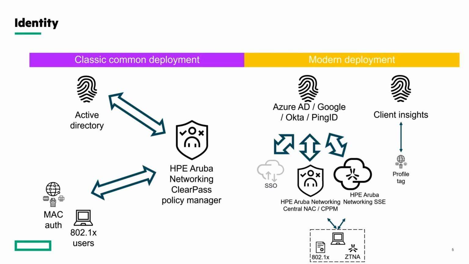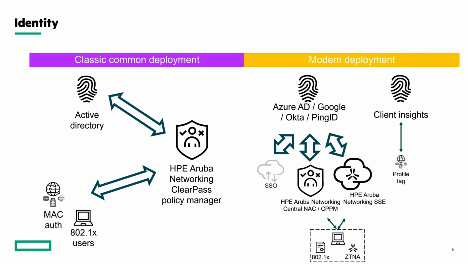In a traditional on-premise environment where many customers currently operate, our ClearPass Policy Manager deployment delivers robust NAC services. This integrates seamlessly with on-prem identity stores like Active Directory, providing 802.1x authentication for both wired and wireless users and devices. Additionally, for IoT devices that don't support 802.1x, we can leverage MAC authentication.